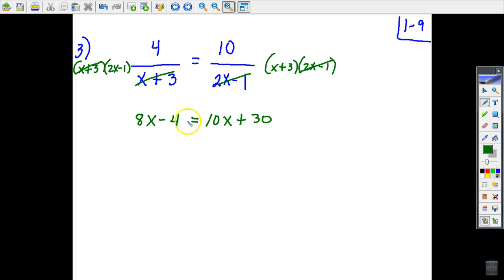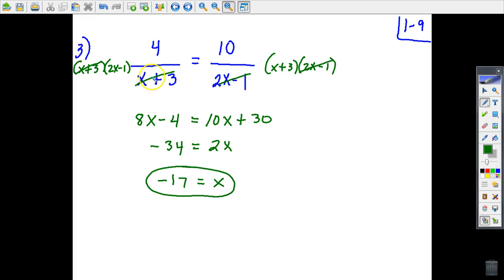Now I have a really simple equation to solve. Subtract 8x, subtract 30, divide by 2, and my final answer here, I think, is negative 17. Just a quick look. Negative 17 doesn't create 0 in either denominator, so we're good.